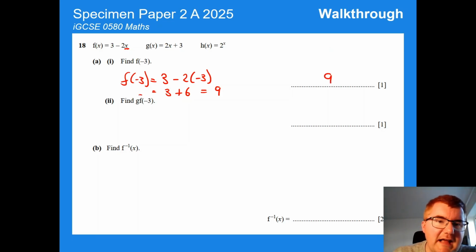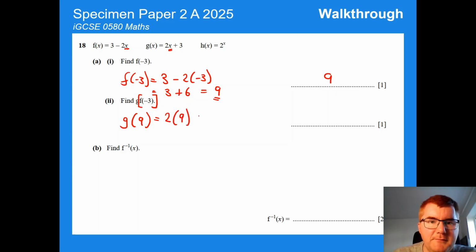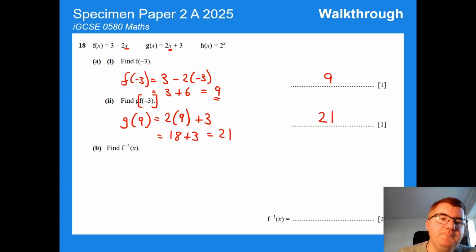So remember, f of minus 3 is equal to 9. So wherever I see that, I'm just going to replace it with the 9. So I'm actually now just working out g of 9. So wherever I see an x here, I'm going to put a 9. So 2 times 9 plus 3, that gives us 18 plus 3, which is equal to 21. Perfect. And now we want to find the inverse function of f.